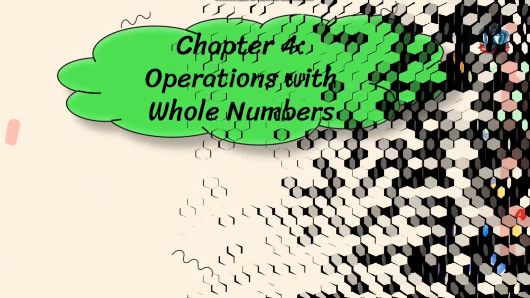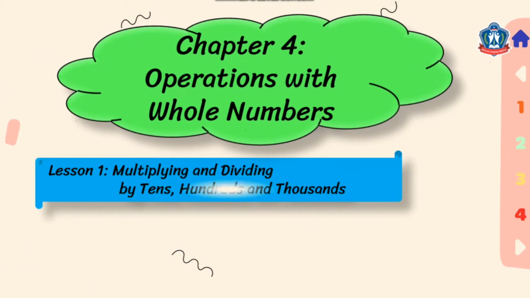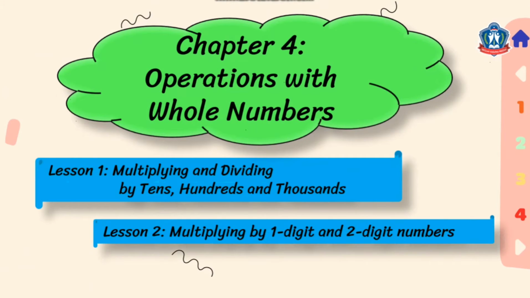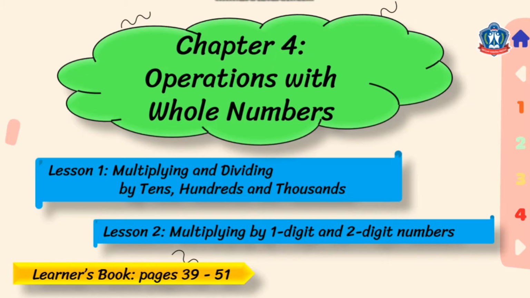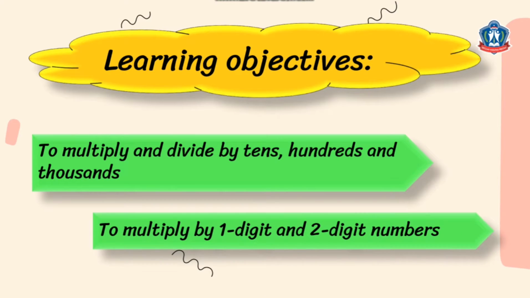In this video, you will learn about Chapter 4. It talks about different operations with whole numbers, and you will learn multiplying and dividing by tens, hundreds, and thousands, and also multiplying by one-digit and two-digit numbers. You can find this lesson in your learner's book, pages 39 until 51. This lesson will help you on how to multiply and divide by tens, hundreds, and thousands, and also how to multiply by one-digit and two-digit numbers.